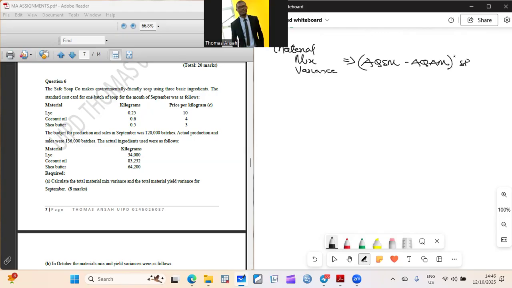Is that okay? So I said you can set your table up. The materials, according to Samantha: lye, coconut oil, then we have shea butter. Then we need AQSM, but you need to work your SM. You can decide to do it inside, or somewhere here, so that you know your AQSM.